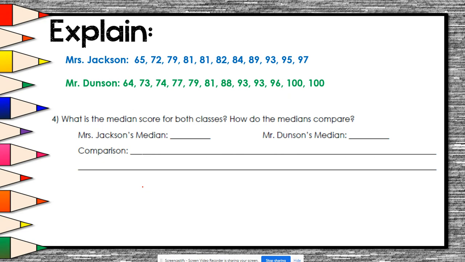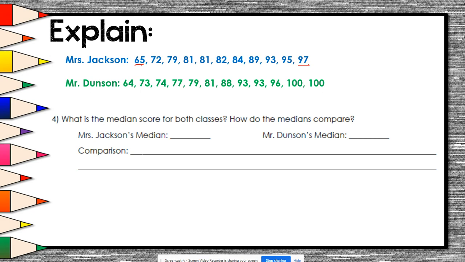Number 4 asks what is the median score for both classes and how do those compare? Remember, the median is the number or numbers that are in the middle. Now, we always have just one median. Sometimes you'll have 2 numbers in the middle, but you have to find just one of those. So we'll look at several examples. So when I'm trying to find the median, I always take away a number from the front and a number from the back at the same time.